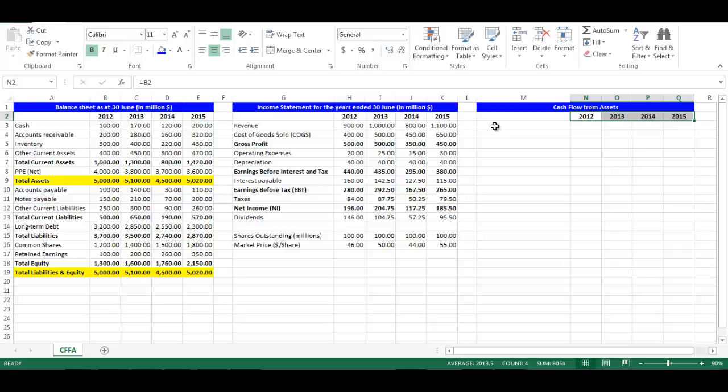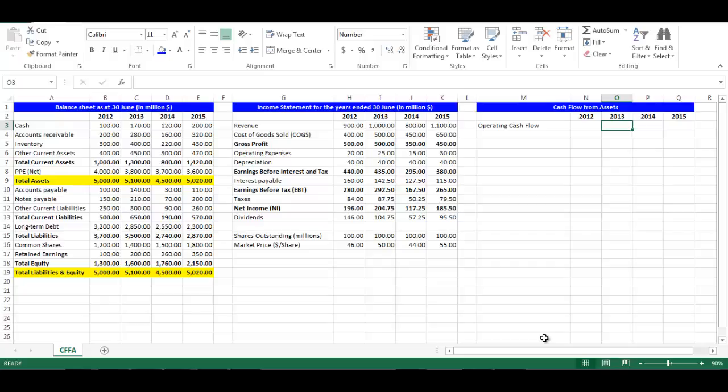Cash flow from assets is calculated as operating cash flow minus net capital spending minus changes in net working capital. In cell M3, write operating cash flow. Operating cash flow is calculated as earnings before interest and tax plus depreciation minus taxes.